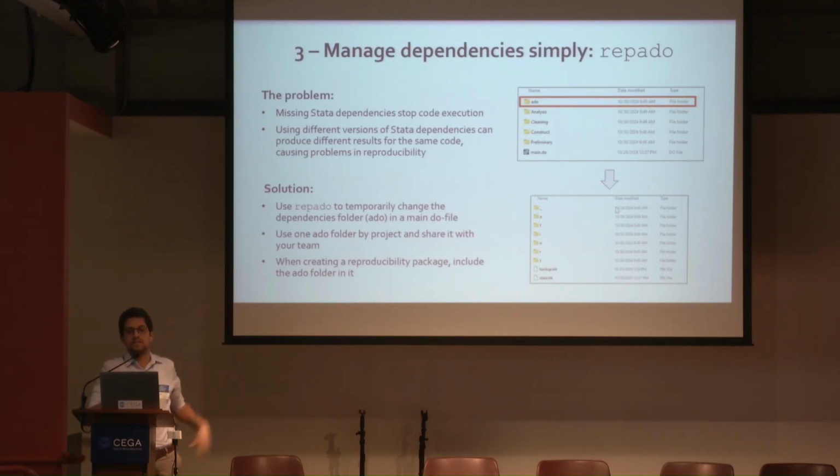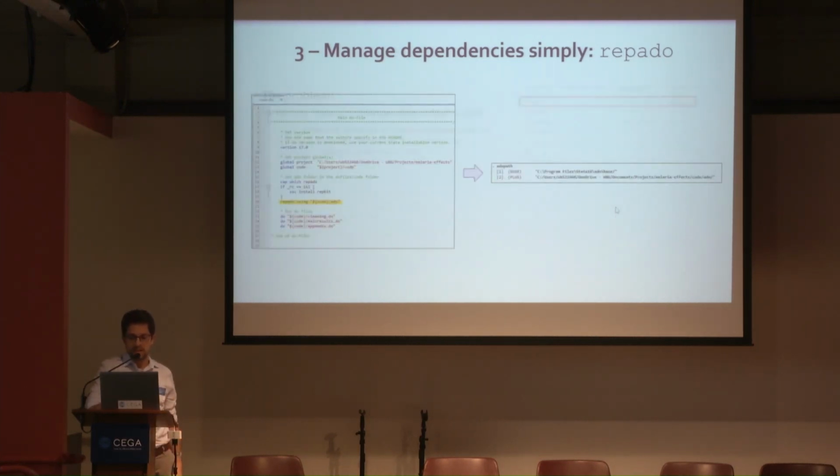And the solution for that is to include the files for the dependencies that you are using when you work with someone else, and you share that for a project, for example. You can do this with repado, which is the third command of repkit. It's called repado because the dependency files are usually stored in this folder that is C:/ado in Windows.